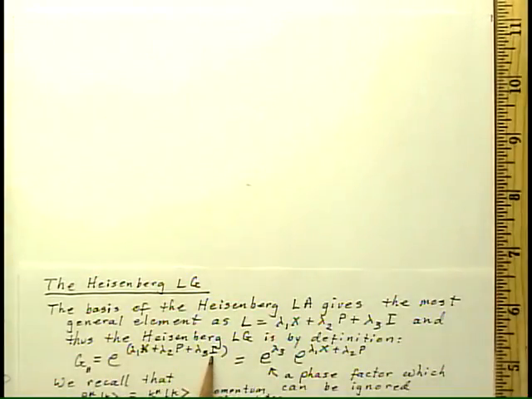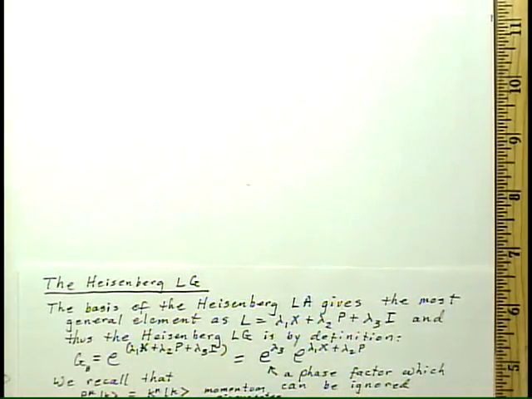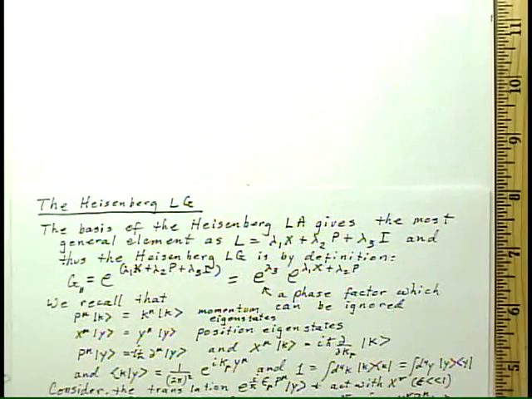Now, since I commutes with everything, we can bring this term outside of the whole expression to write it as e to the lambda 3, just a phase, times e to the lambda 1 x plus lambda 2 p. And that's the most general type of transformation we can have under this group. Now we need to do a derivation, and for that we're going to remind the viewer of several things.